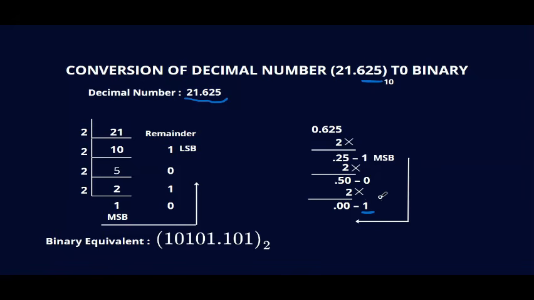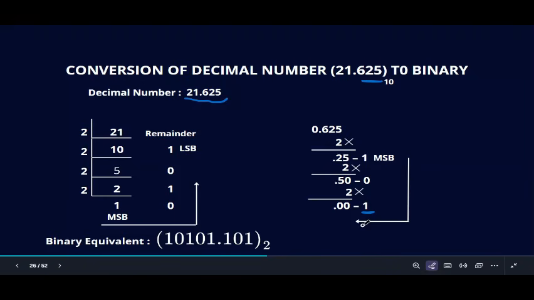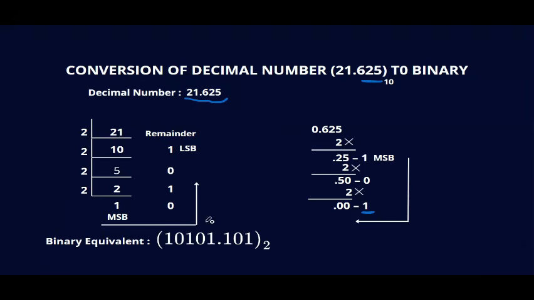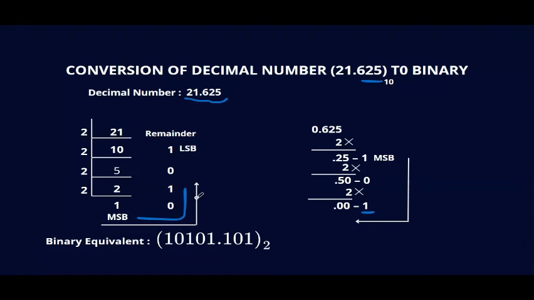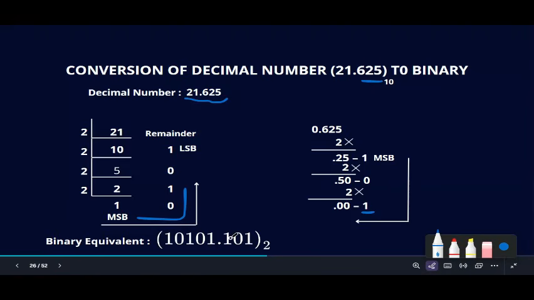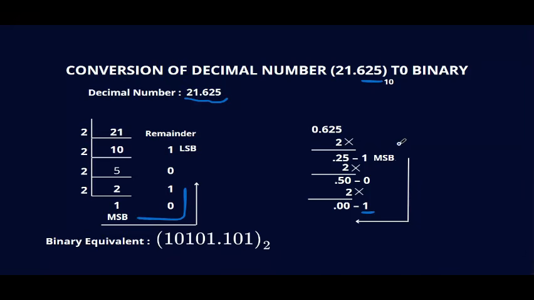Now this one is the MSB, and we read it from top to bottom, which is the inverse of this order. The binary equivalent of the integer part is 10101, which we got by putting it in this order. Whereas the binary equivalent of the fractional part is 101, which we obtain by reading it in this direction.